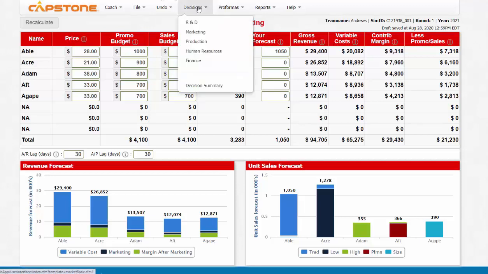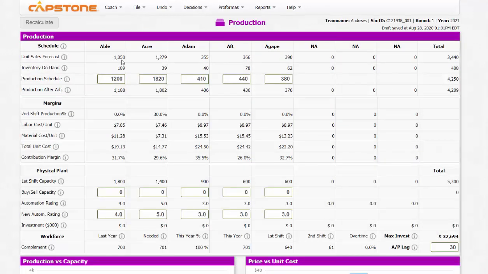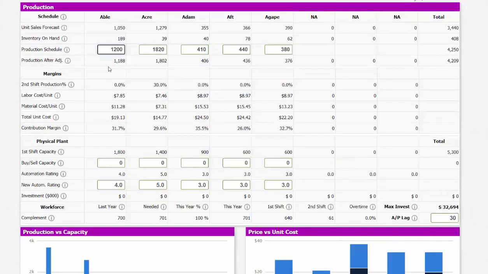Now, when we go to our next page, production, that forecast that we just put in for Able now appears here in our production decision interface. And how much you are actually going to produce is totally up to you. So you control your production schedule. And you can see that there is a difference here between your production schedule and your production after adjustment. This is what you're actually going to produce.